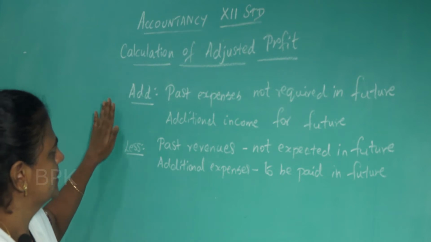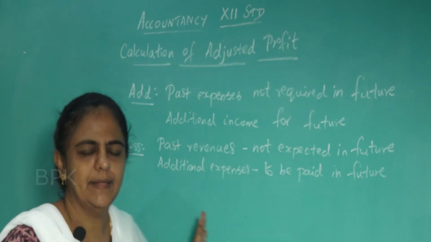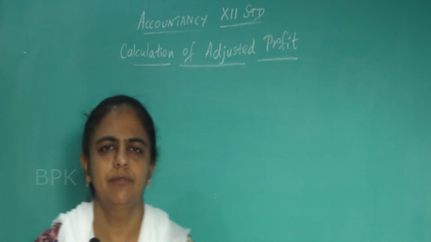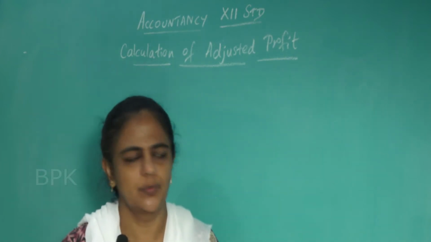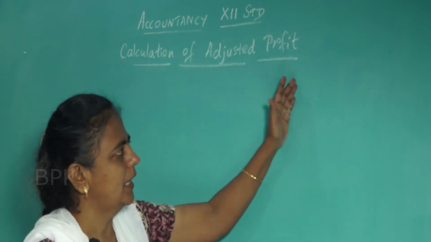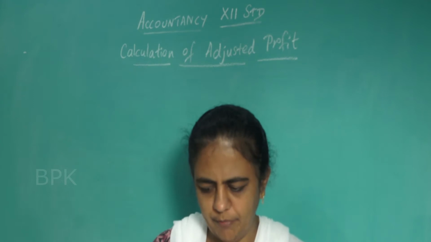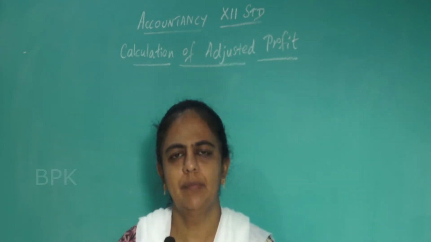So, these adjustments have to be made, and then you have to calculate the average profit. Now, you have to calculate the adjusted profit. So, what you have to do? You have to take all the years' profit that is given and write it first. So, we will go to question number 4, page number 134.